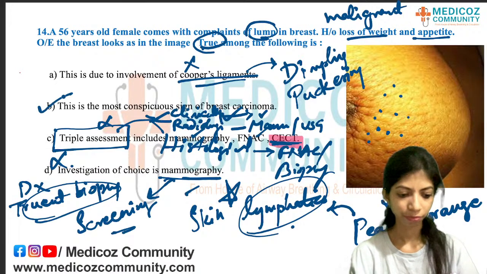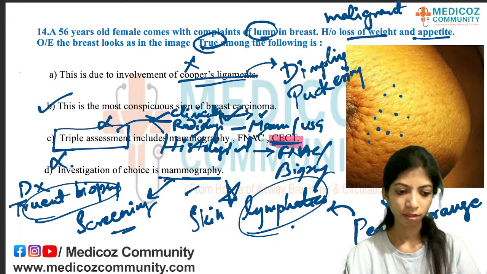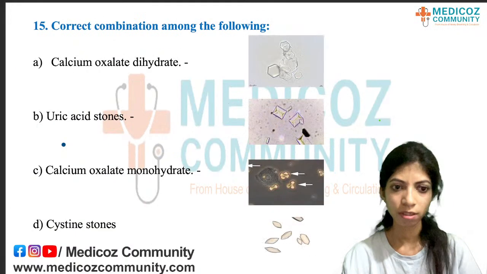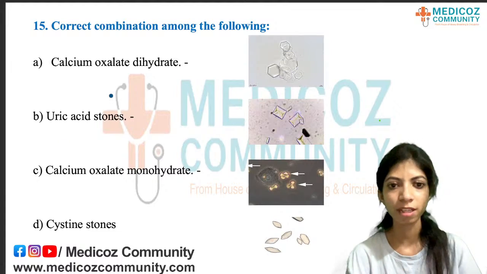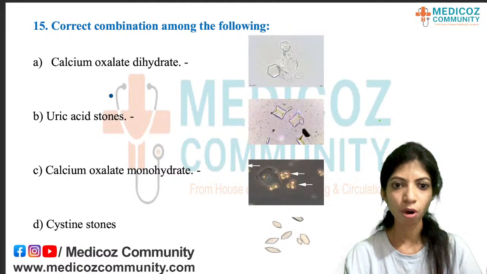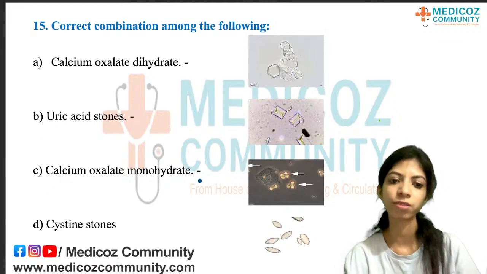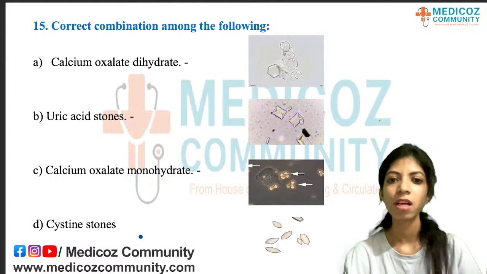Okay. So let's proceed on to the next question, which is: what is the correct combination among the following? He is asking about the correct combination. So option A is calcium oxalate dihydrate, option B uric acid stones, option C calcium oxalate monohydrate stones, and option D cystine stones.